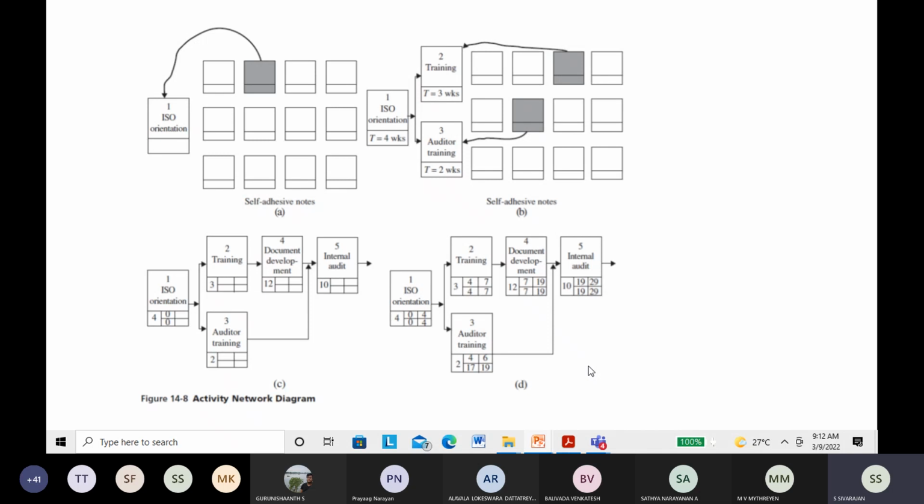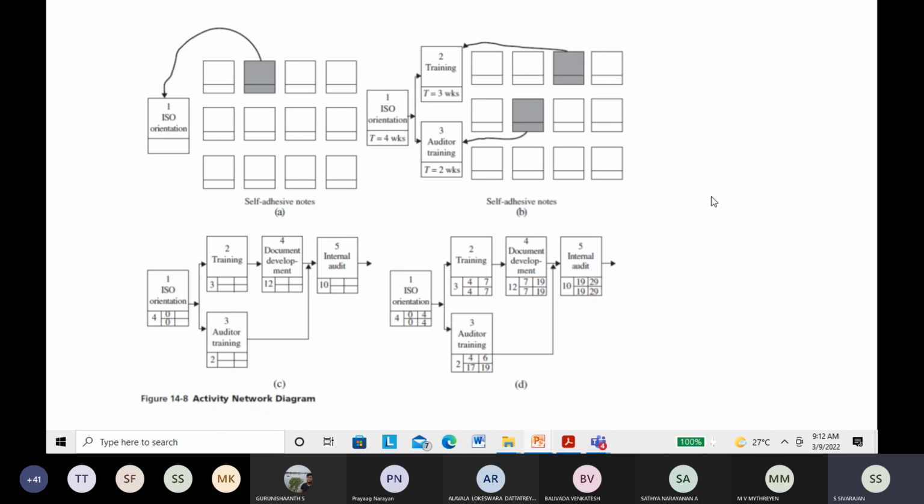Since we are having some simultaneous activities, all of them need not start at the same time. For example, in this case, it need not start at the 4th week. It can very well start in the 17th week. The idea is it has to be completed only after this activity. So this is called activity network diagram.